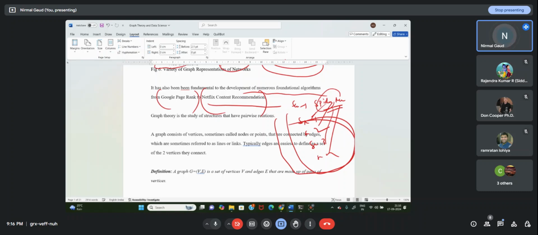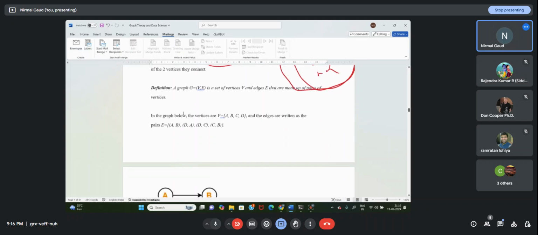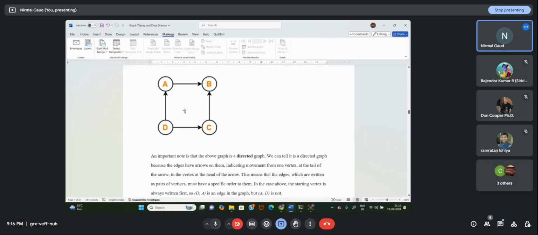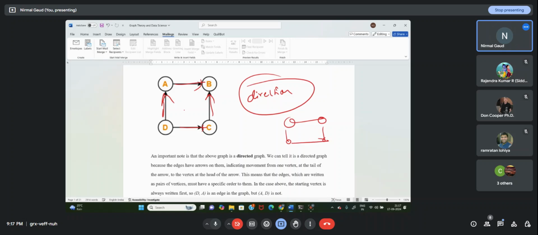Okay, and here are the simple definitions of the graph that we have already studied. Vertex, edge. So this is a graph. And if I'm having a direction, then this is a directed graph. And if I don't have a direction, then it is an undirected graph. Simple connection. This is undirected. This is directed.